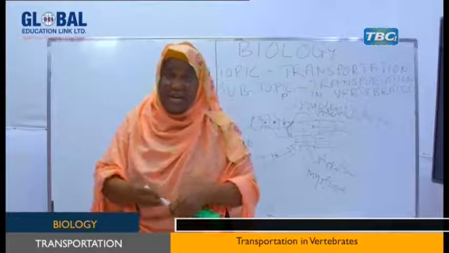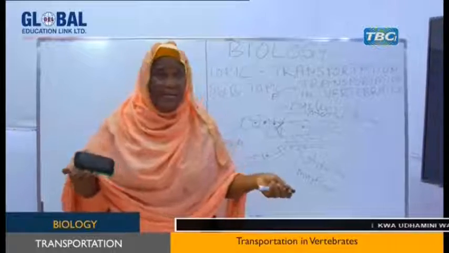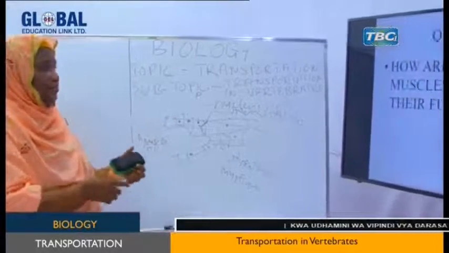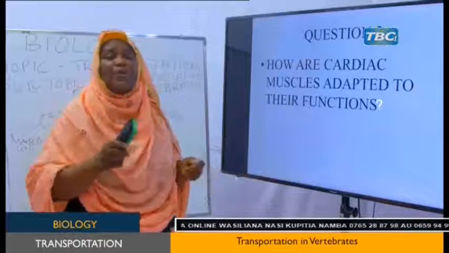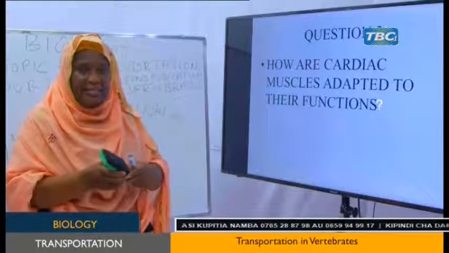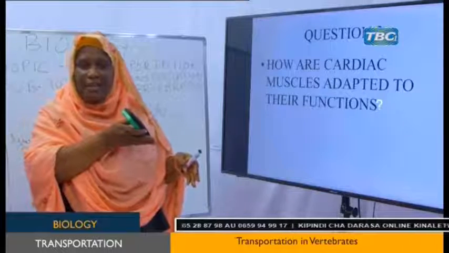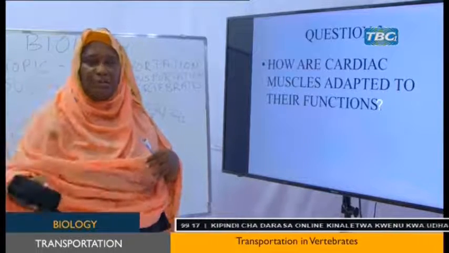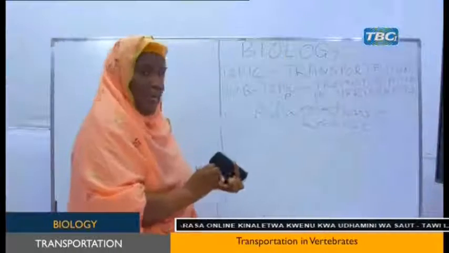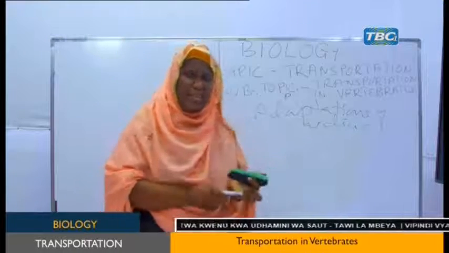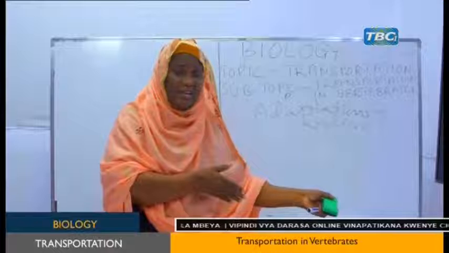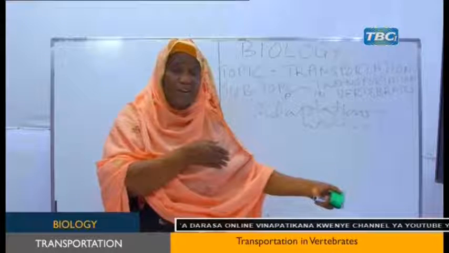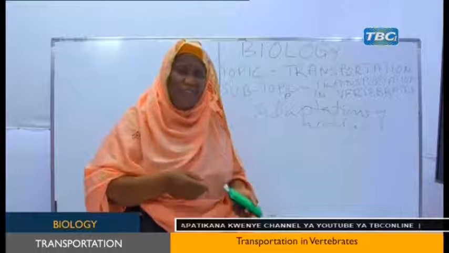That is question number 3. Question 3 says: how are cardiac muscles adapted to their functions? Here, you are required to relate now. You relate the structure of cardiac muscles and the functions which they perform. Think about it. What are the adaptations of cardiac muscles? We have already discussed the structure. We described the structure of cardiac muscles. Now relate with the functions.